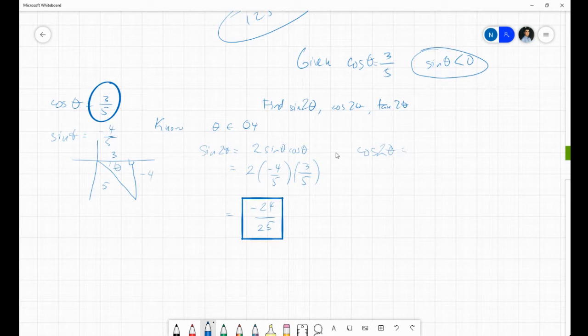Okay, similarly for cosine. Now, since for cosine there are 3 different ones, I can just use the one that's easiest, and that's the one that includes cosine because I already have cosine. So I'm going to do 2 cosine squared theta minus 1. So 2 times cosine, which is (3/5) squared, minus 1. So that's 18/25 minus 25/25. So that is -7/25.